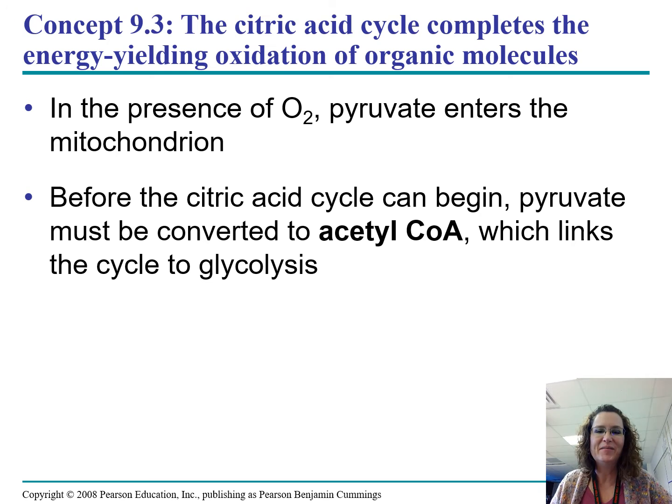There we go. Then we have the pyruvate, and we have to turn it into what's called acetyl-CoA. It is a little intermediate molecule that is 2 carbons.